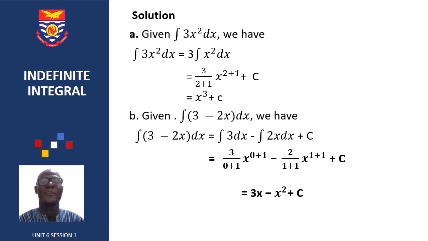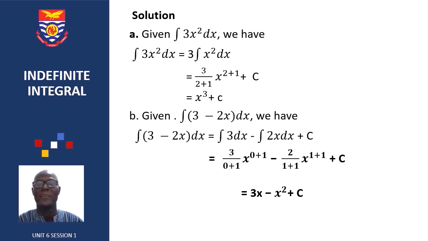Solution. A, given the integral 3x squared dx, we know that 3 is constant, so we factor the 3 out. Then we have 3, the integral x power 2 dx. Now integrating x power 2 dx, then multiplying by 3, gives 3 over 2 plus 1, x power 2 plus 1. That is, we increase the exponent by 1, divide by the new exponent, then plus c, which is simplified to have x power 3 plus c.